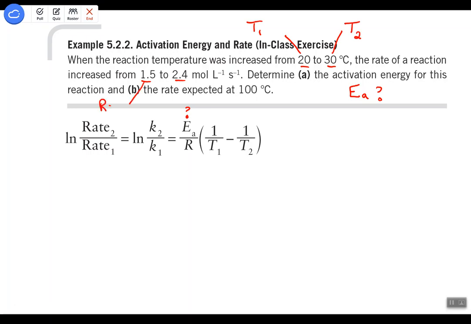The first rate is my rate 1. That corresponds to 20 degrees Celsius. The second rate value will be the rate for the second experiment done at 30 degrees Celsius.